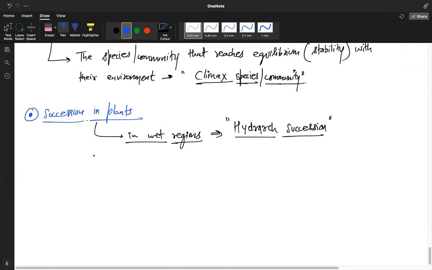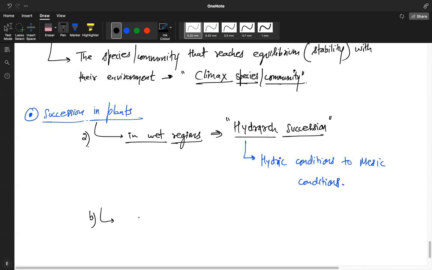Because it's happening in wet places. And the characteristic of this succession is that it goes from hydric conditions. Hydric conditions mean water surplus conditions. There's lots of water. Hydric conditions to mesic conditions. Mesic means balanced, not too much water, not too little water. So this is case A.